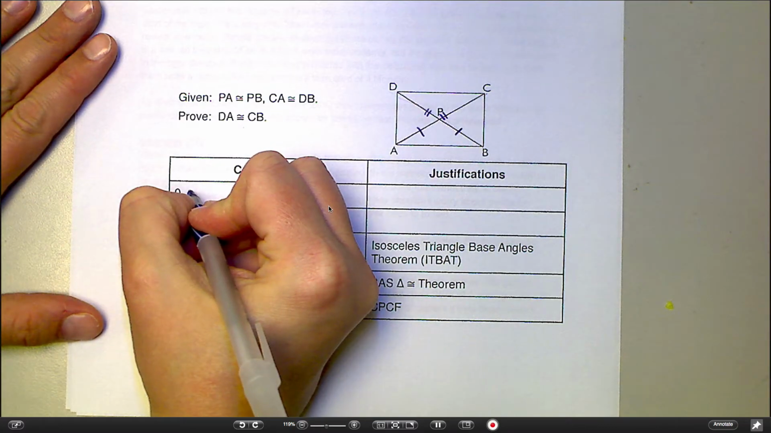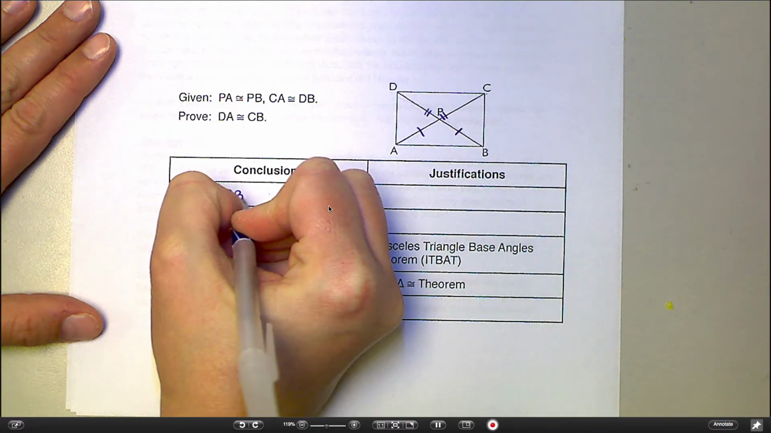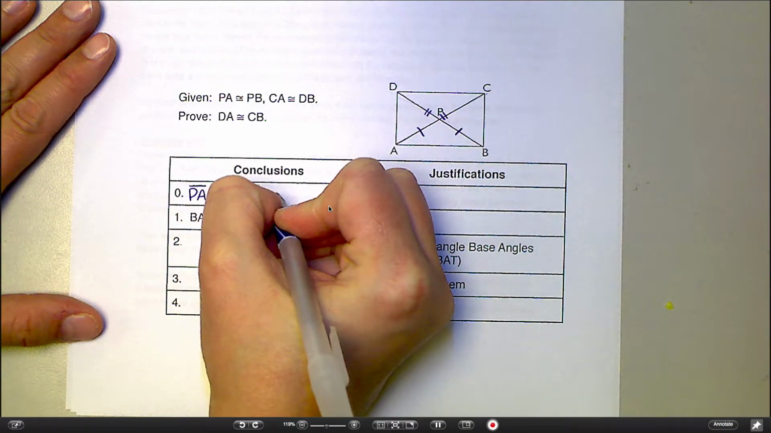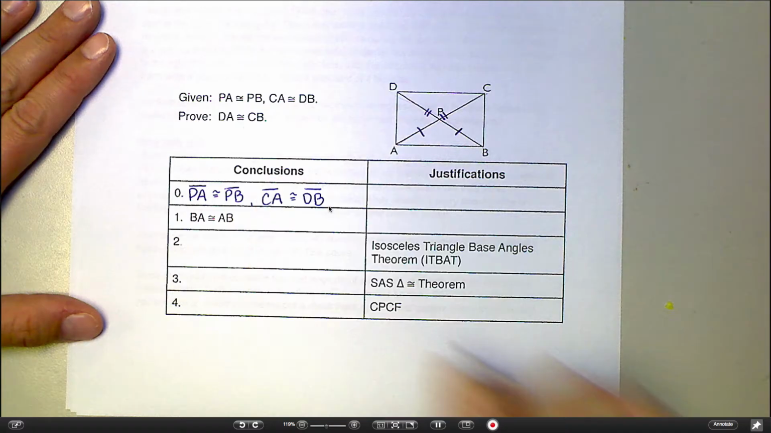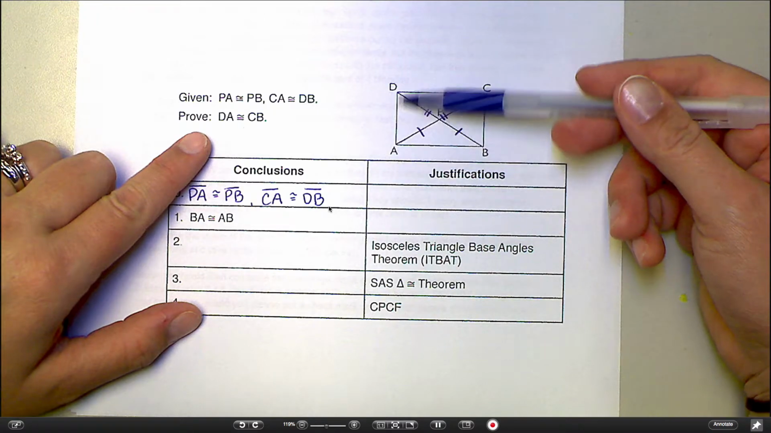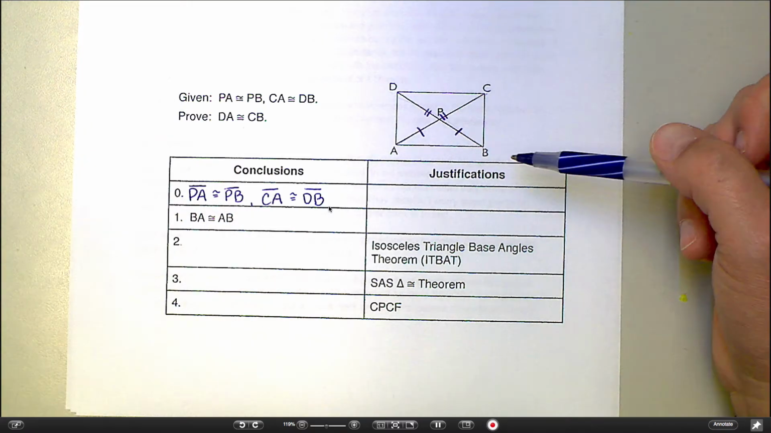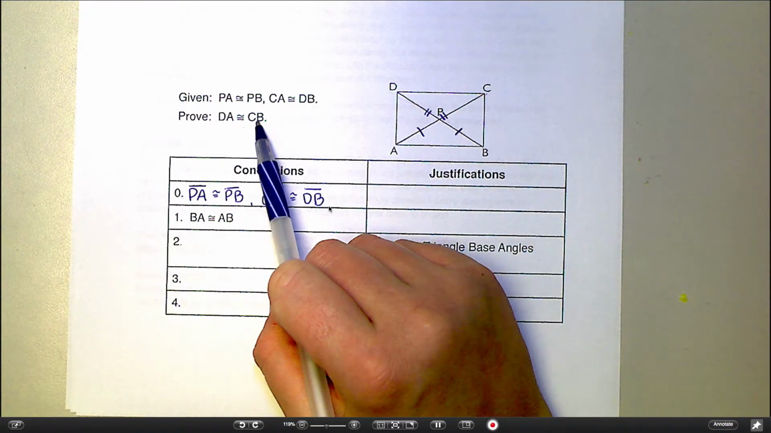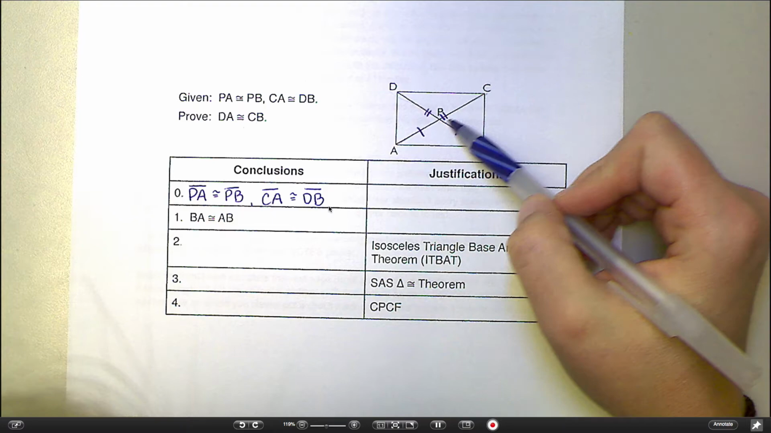Let's go ahead and write this in. PA is congruent to PB, and CA is congruent to DB. Okay, and what I'm ultimately trying to prove is that DA over here is congruent to CB over here. I actually see a couple of different ways I could go about this, but ultimately I want these two to be pieces of two triangles that are congruent to one another.